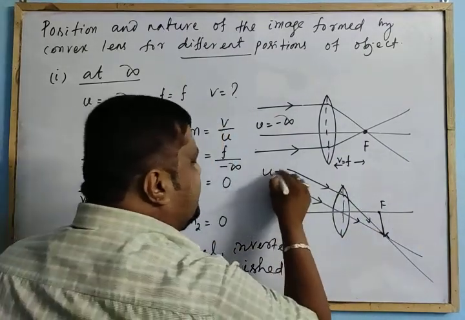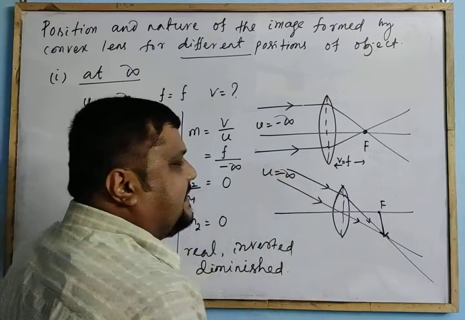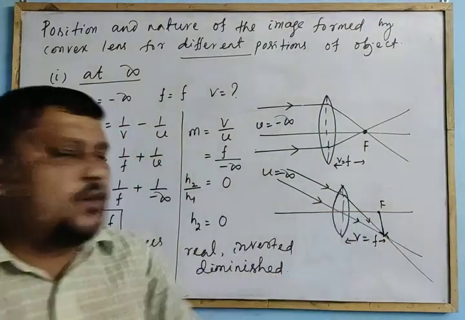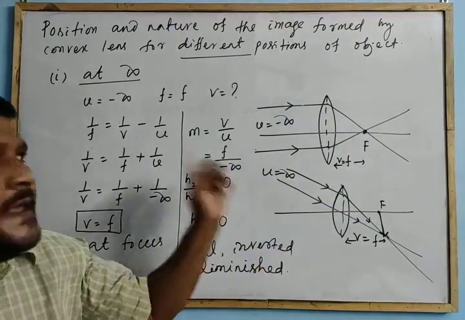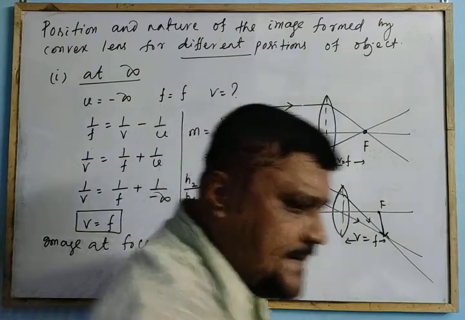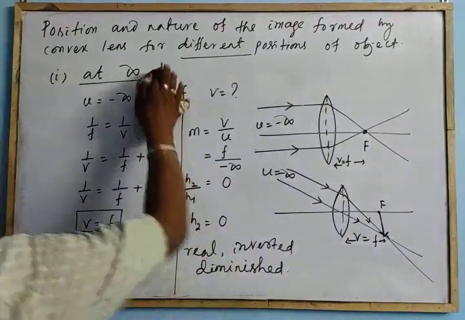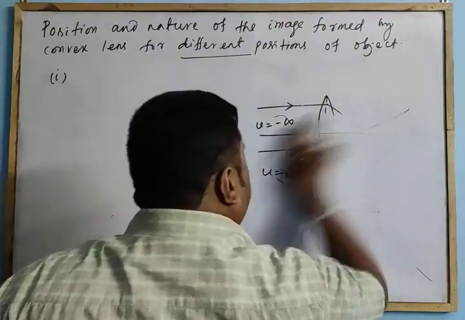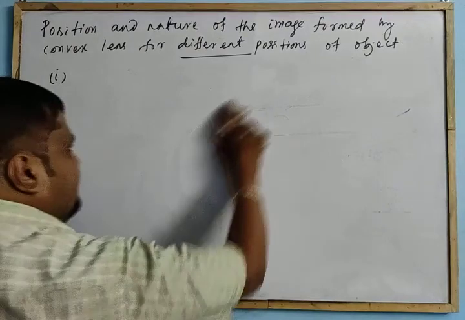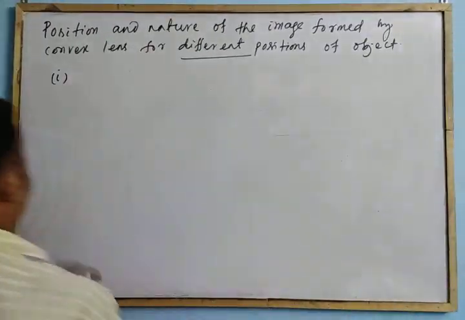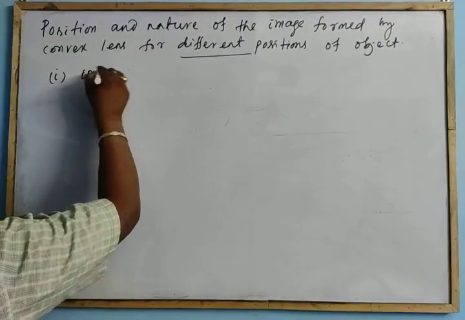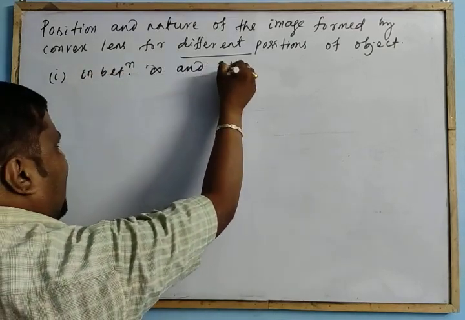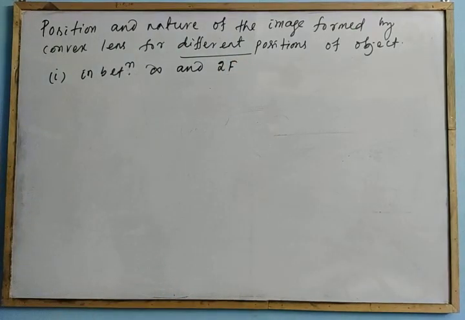This also you can say u is equal to infinity, that is minus infinity. And here v is equal to f, that is the focal length. At focus you will get the image. Clear? So this is the case for object at infinity. Then the next case is the object in between infinity and 2f, double the focal length.